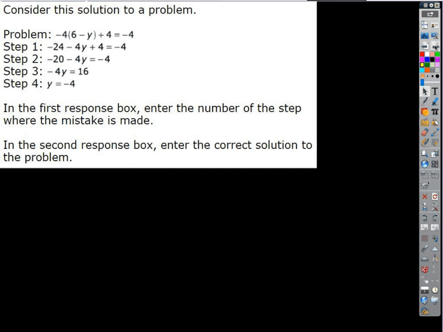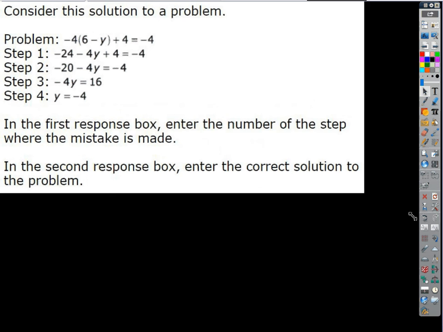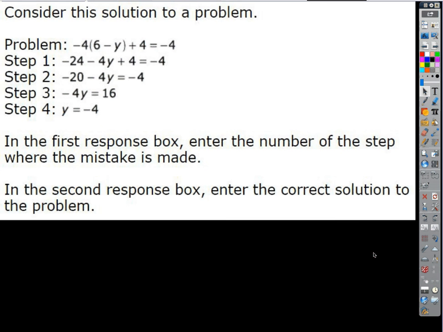Okay, how about this? Same kind of thing. Okay, so where's the mistake here?